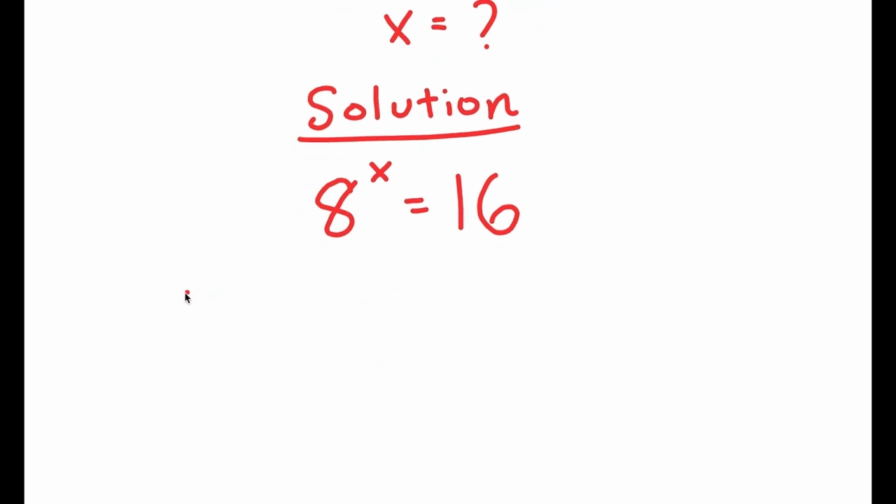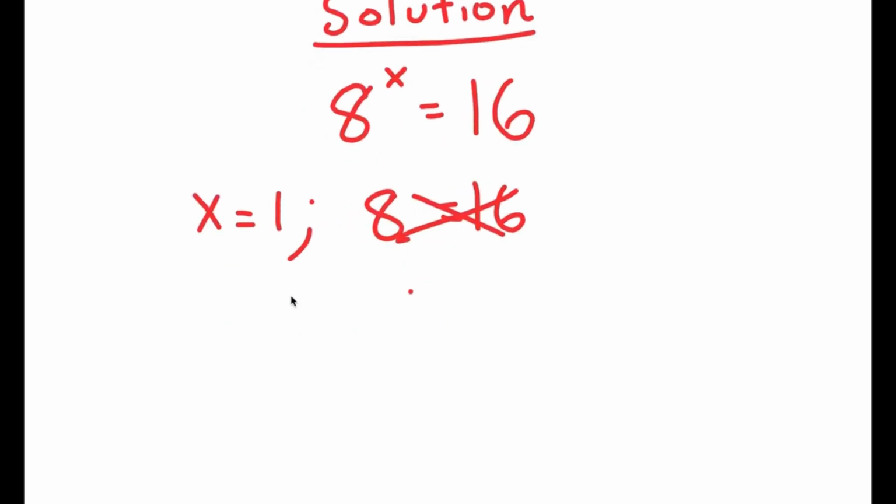So if I plug in x equals 1 into this equation, I get 8 to the power of 1 is equal to 16, which 8 to the power of 1 is the same thing as 8, so I get 8 equals 16, which is false, right? Now if I plug in x equals 2, I get 8 to the power of 2 is equal to 16, and 8 to the power of 2 is 64. So I get 64 equals 16.